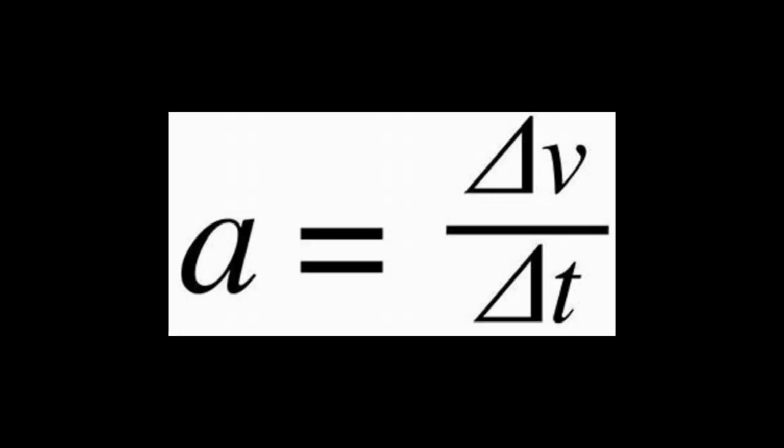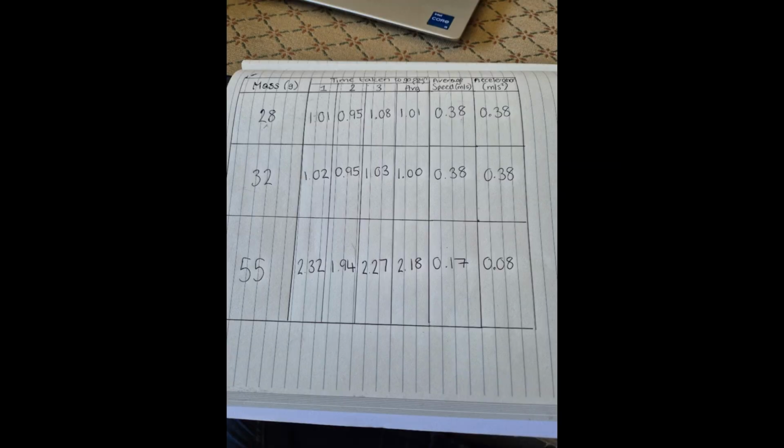The equation for acceleration is now on the screen. The equation is acceleration equals change in velocity divided by change in time. We can now work out the acceleration with this equation, so we can add it to a new column in the table called acceleration. We have written the numbers 0.38 metres per second squared, 0.38 metres per second squared, and 0.08 metres per second squared into the column for acceleration.